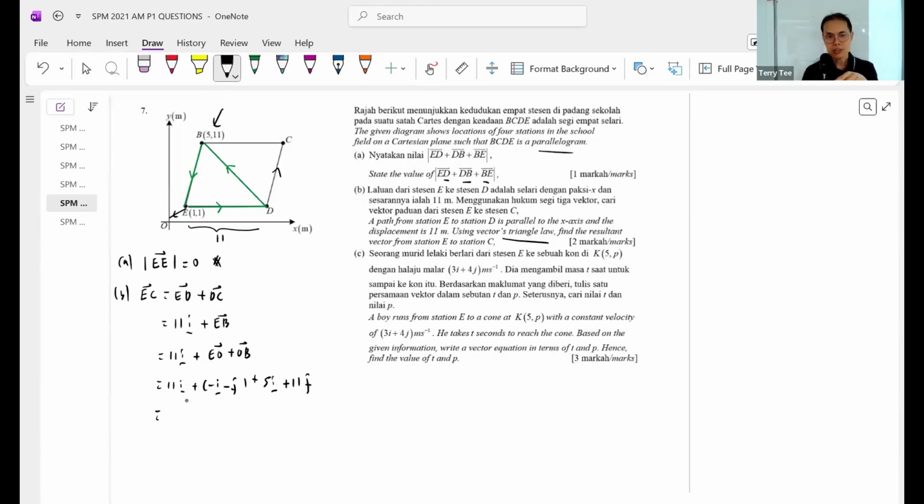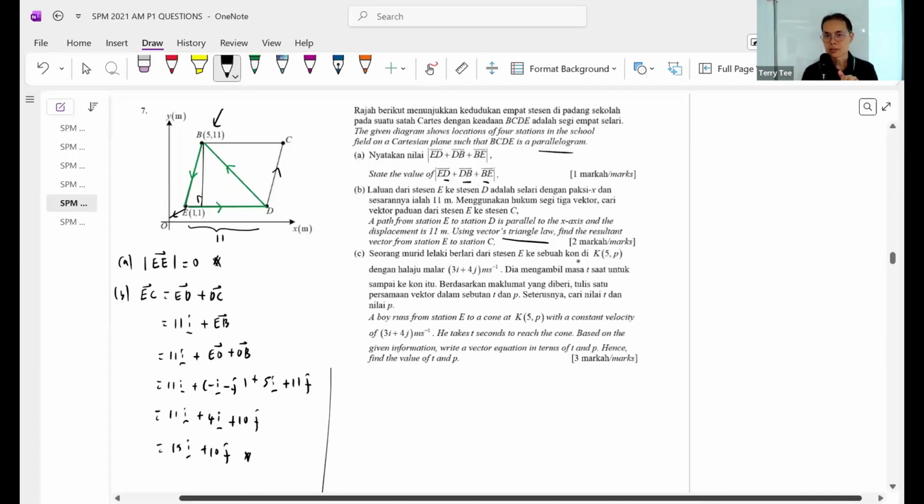You can do it slowly, you can do it in one shot. I think we do one shot. 11 minus 1, 10. Okay, do I need to use the result from part A? Maybe I do it slowly, one more step. I might need to use the result to do the next part. This is 4i plus 10j, right? The EB is 4i plus 10j. Actually, you can read from here, right? This is 4 units to the right, 10 units up. So you add together, 15i plus 10j. That's your EC. Okay? You're finding the vector from E to C. Alright. Okay, next one.